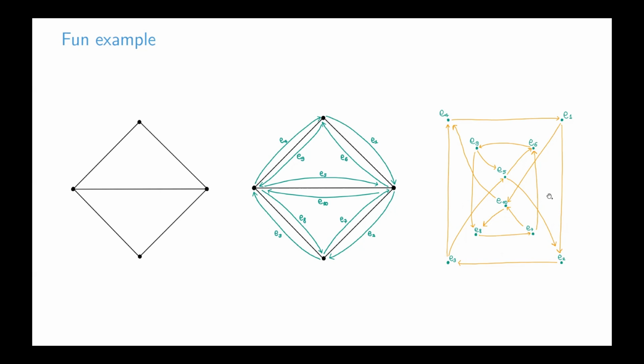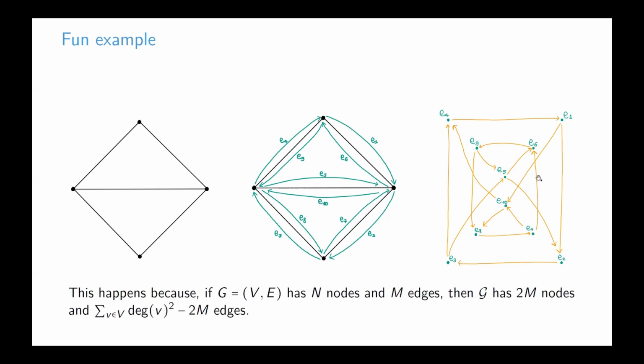So that's nice. But also I want to observe that here we just added one edge compared to the previous example, but here we got many more directed edges. So why did this happen? This happened because one can show that if the original graph has n nodes and m edges, then the non-backtracking graph has 2m nodes and this number of edges.